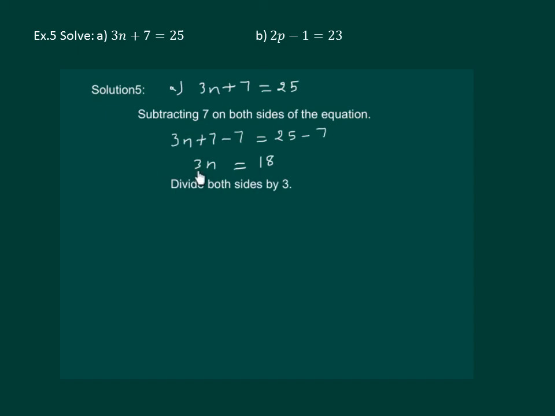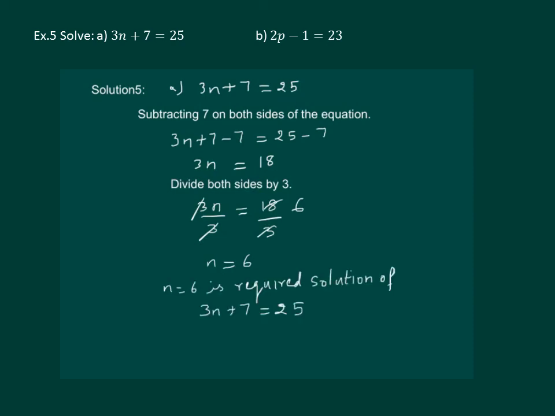Let us now remove this 3 from n by dividing both sides by 3. We get 3n by 3 is equal to 18 by 3. Let us solve this further. We get 3 6 are 18, and so n equal to 6 is the solution to our equation 3n plus 7 equal to 25. Hence, we will write n equal to 6 is the required solution of 3n plus 7 equal to 25.